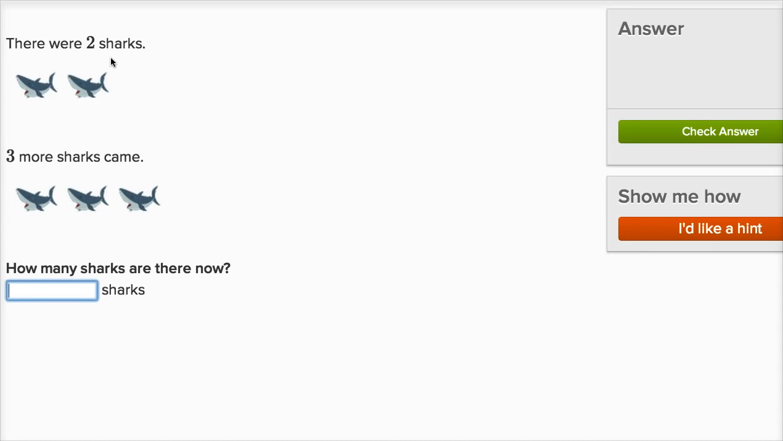There were 2 sharks, 1, 2. 3 more sharks came, 1, 2, 3. How many sharks are there now? Well, there's the 2 that were there before, plus the 3 that came. So there's now 2 plus 3 sharks. Well, what is 2 plus 3? Well, 2 plus 3 is 5. And you could count it. 1, 2, 3, 4, 5.